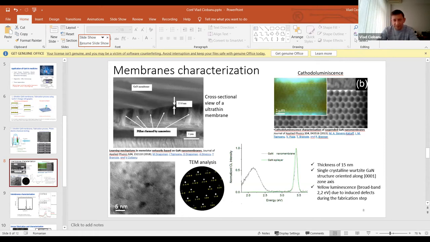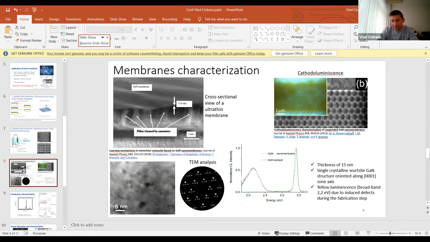We have also analyzed the cathodoluminescence, and as you can see, the regions which were treated with argon or gallium ions have the yellow luminescence, as you can also see in the CL spectra, with a band at 2.2 electron volts corresponding to the yellow luminescence, and the second peak at 3.44 electron volts, which corresponds to free exciton transitions.